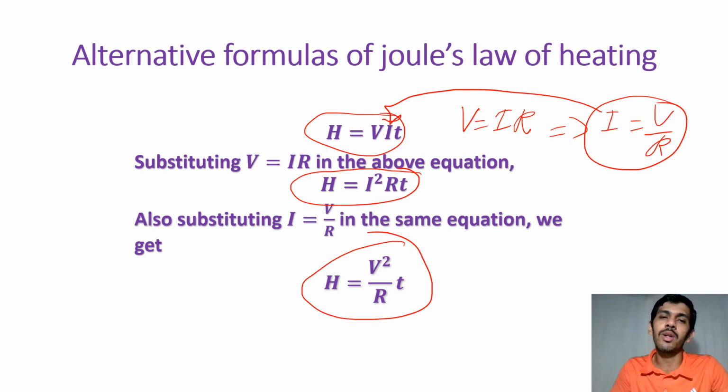You have to remember all these formulas for the heat dissipated. The first formula is for the relation between heat dissipated, voltage, current and time. The second formula is for heat dissipated, current, resistance and time. The third formula is for voltage, resistance and time. The first formula is used when resistance is not given. The second formula is used when potential difference is not given. The third formula is used when current is not given. So these are the three formulas.